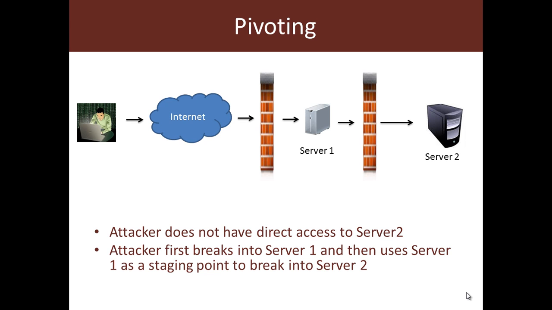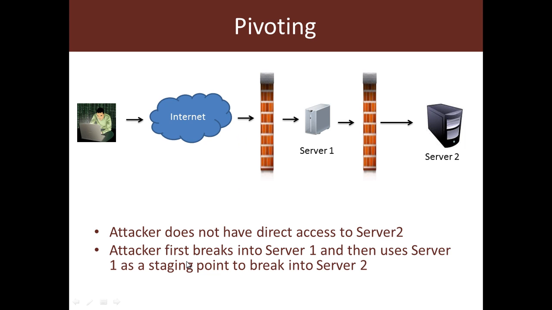Now, what exactly is pivoting? Let's look at a sample scenario in which there's a firewall and server 1 is behind that firewall. Then there's another firewall and server 2 is behind that firewall. As many of you might recollect from networking basics, this zone is called the DMZ, right? This is one of the cases in which the attacker may not be able to reach server 2 directly, but he may have access to server 1 because server 1 may be offering some services which are allowed through the firewall.